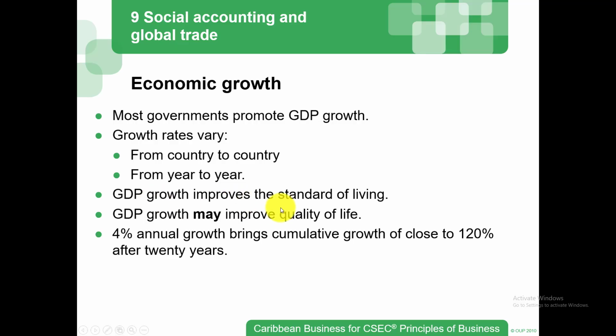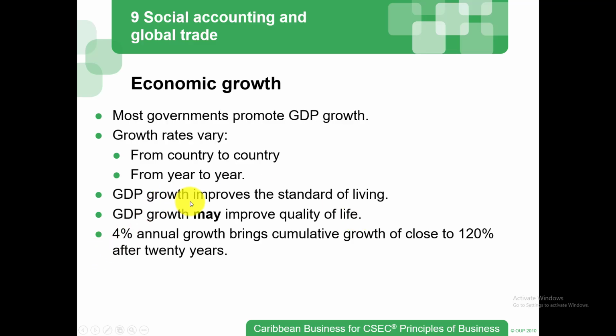GDP growth improves the standard of living. GDP growth may improve quality of life. You hear what they say? May. And we will look at that later, why they put may there. 4% annual growth brings a cumulative growth of close to 120% after 20 years. So this is economic growth. As I explained before, it can be negative, positive, or the same, stagnant, but it's still called economic growth. Once there's a change in GDP, that's what you call economic growth.